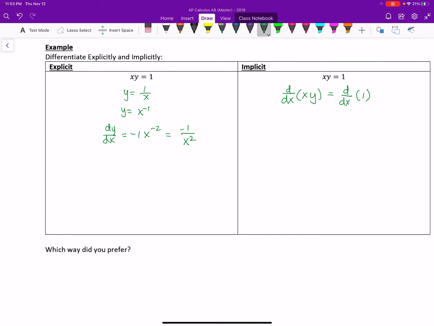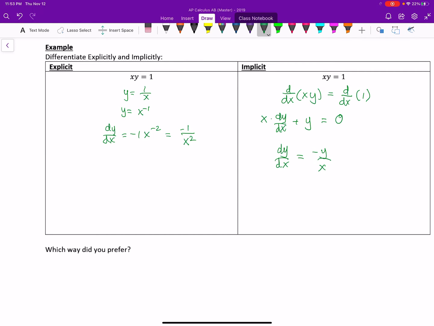So we end up with the first times the derivative of the second, that's dy/dx, plus the second times the derivative of the first, which is just 1. And then on the other side of the equal sign, the derivative is equal to 0. And we end up with dy/dx is equal to negative y over x, like that.